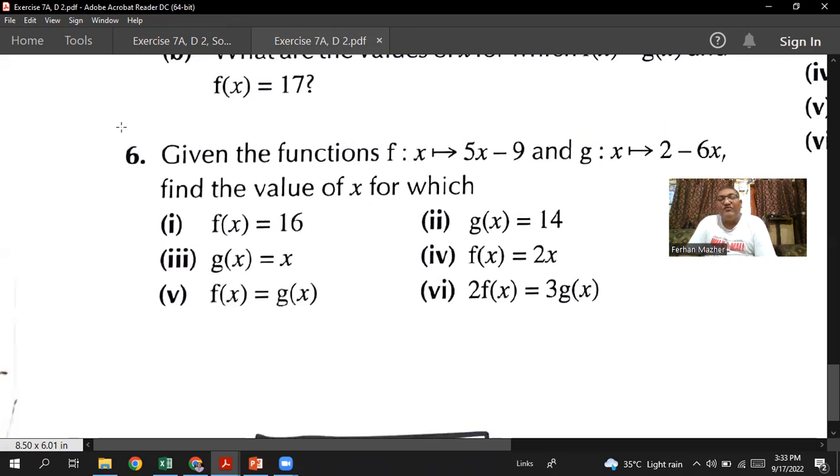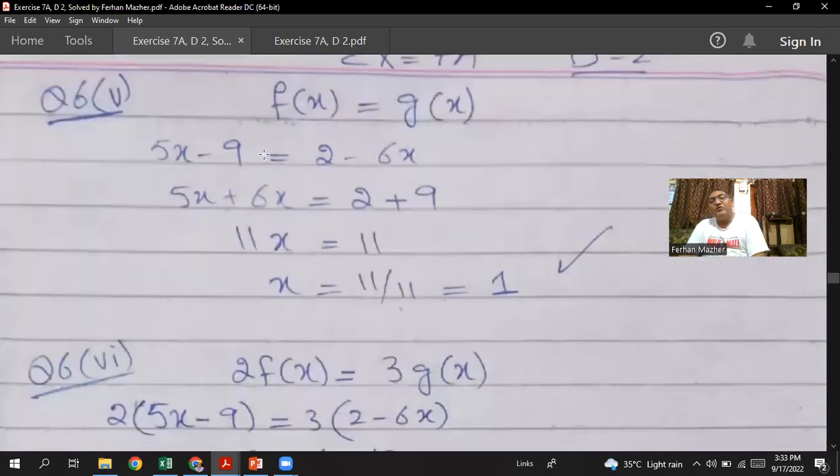Then we have f of x in the fifth part. F of x is equal to g of x. We will make both formulae equal to each other. So f of x equals g of x. So you will have 5x minus 9 equals 2 minus 6x. So you will have 5x plus 6x equals 2 plus 9. So 11x will be equal to 11. So x will be equal to 11 by 11, and that will be 1. So x value is 1.